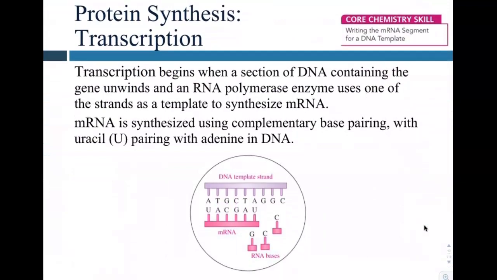And so transcription, we unwind this DNA, right? And we do that with DNA helicase. And then RNA polymerase enzyme, which means it makes a polymer for RNA, it uses one of those strands as a template to make mRNA. And so it's just the same as we're talking about DNA replication, making that template, except now every time I see an A, I'm going to put a U instead of a T, because now I'm talking about RNA, which has no thymine, only has uracil.